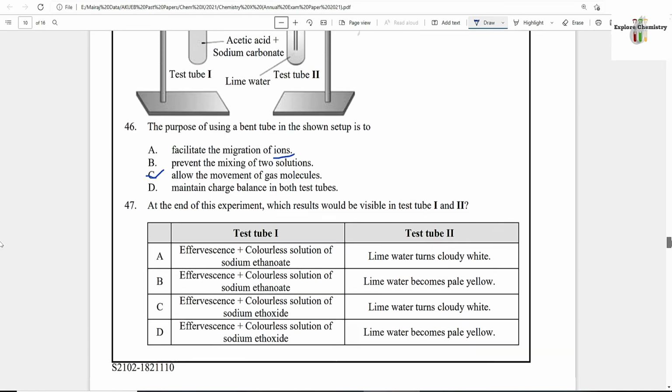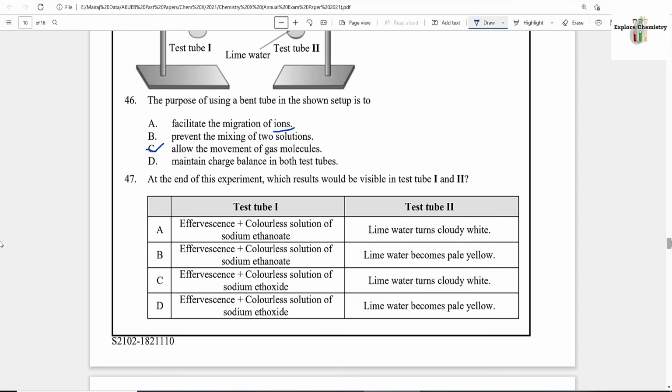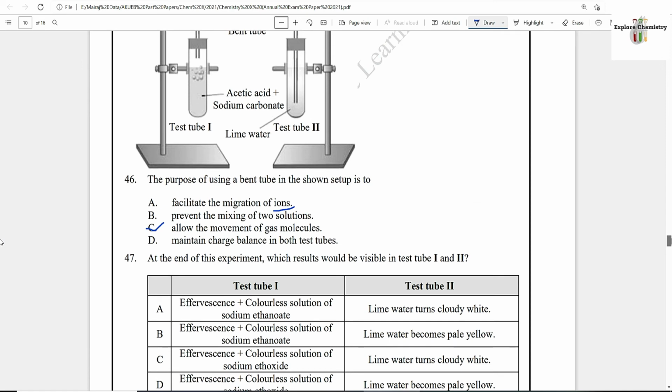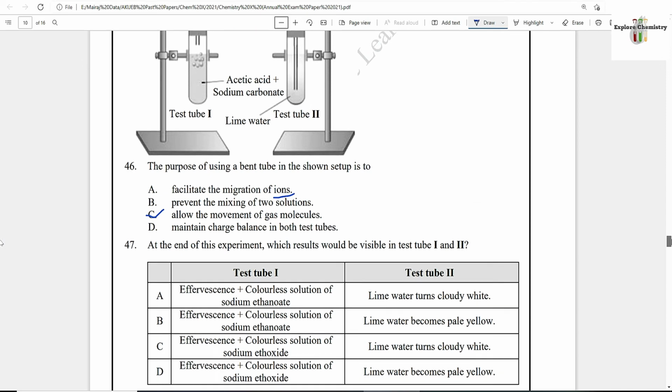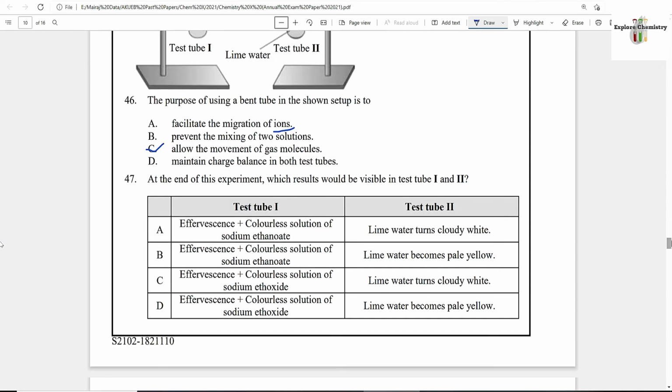Number 47. At the end of this experiment, which result would be visible in test tube 1 and test tube 2? In test tube 2, lime water will turn milky. In test tube 1, salt will form. So in test tube 2, lime water turns cloudy white; lime water turns pale yellow. This is wrong. Cloudy white, pale yellow: these two options are wrong. From A and C we have to choose.